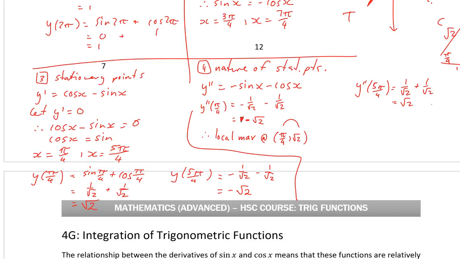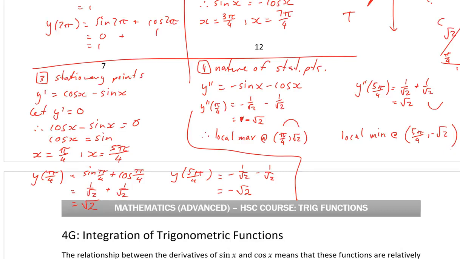Again, slow it down, check it. You'll find similar workings on other parts of this. You find with these trig functions there's a lot of similar calculations that keep coming out. So this tells me that's positive. So that's a local minimum. It's doing this sort of stuff. And I have a local minimum at 5 pi over 4, negative root 2. Okay, negative root 2 here.